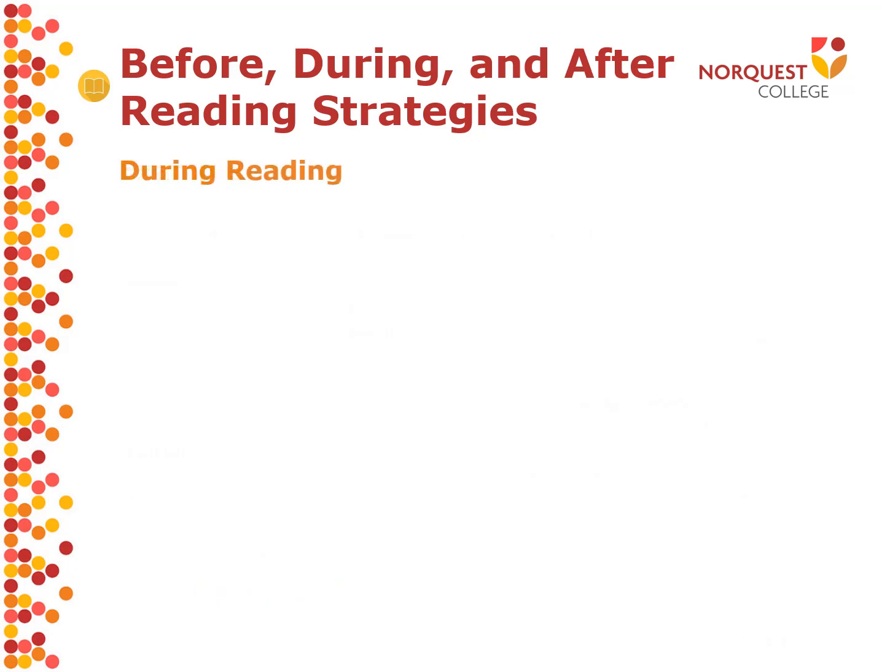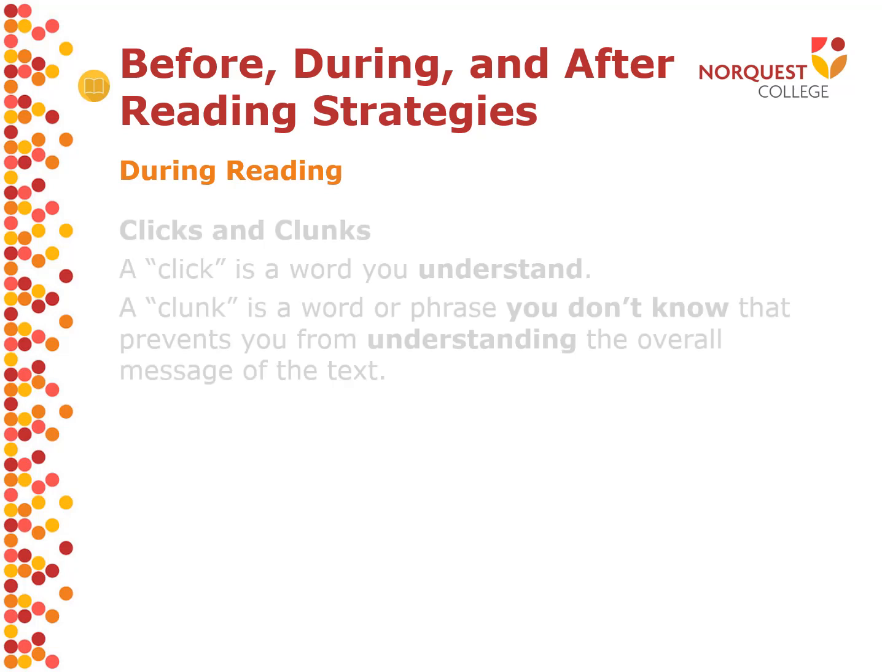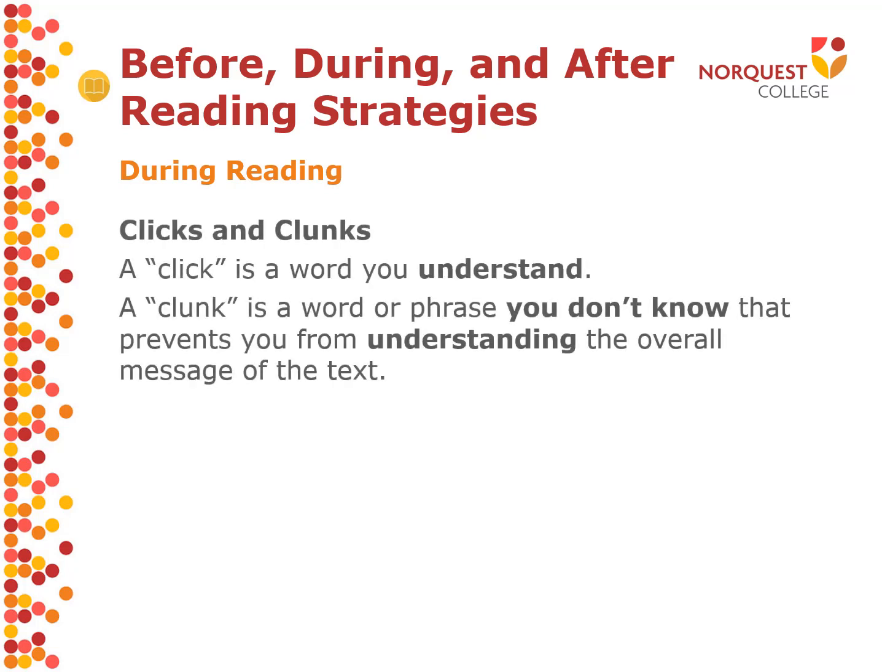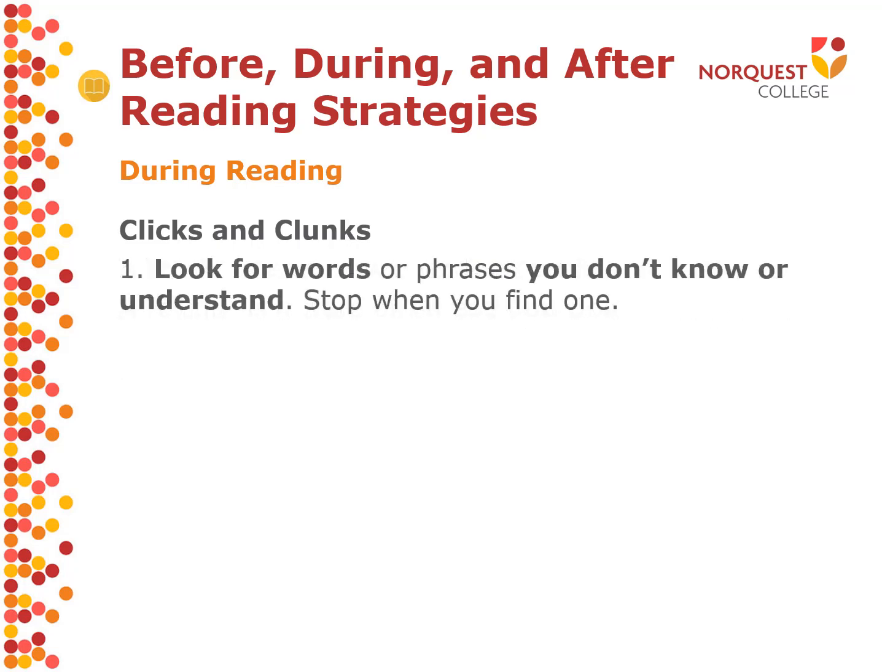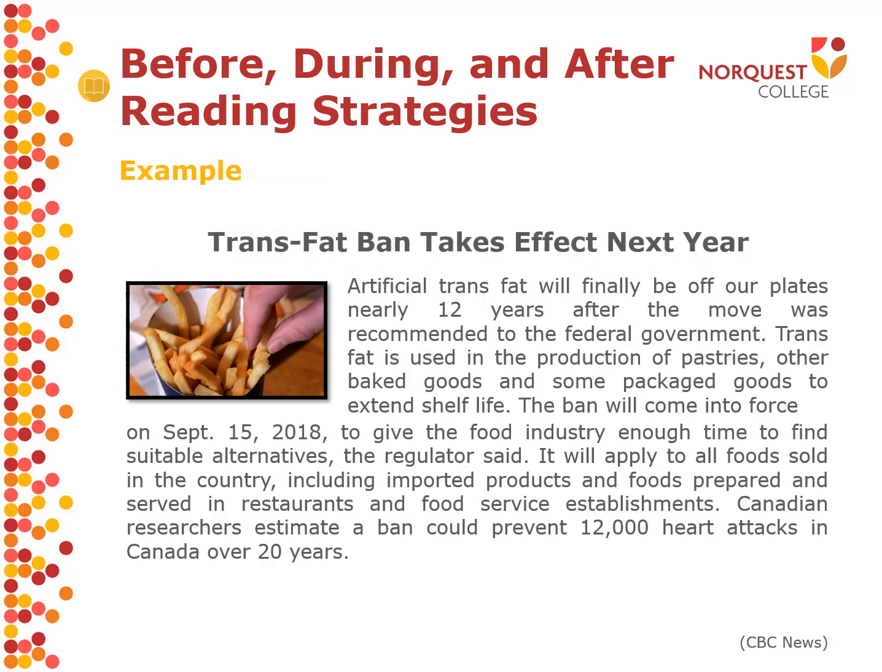Next, we'll review the during reading strategies we covered. The first was clicks and clunks. If you remember, a click is a word that you understand, while a clunk is a word or phrase you don't know, and that prevents you from understanding the overall message of the text. The first step is to look for words or phrases you don't know or understand. Stop when you find one. Let's read through this article and stop when we find a clunk. Remember, your clunks might be different. I'm just going to stop at one that I find difficult.